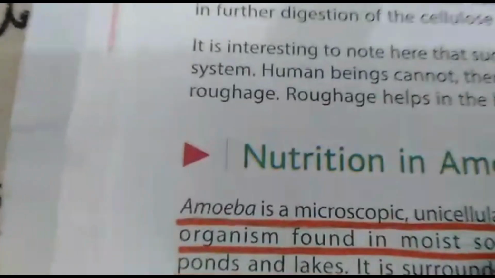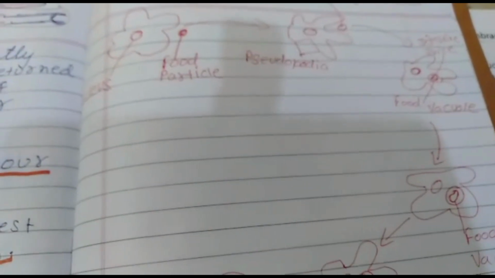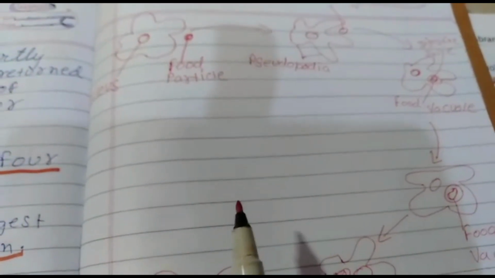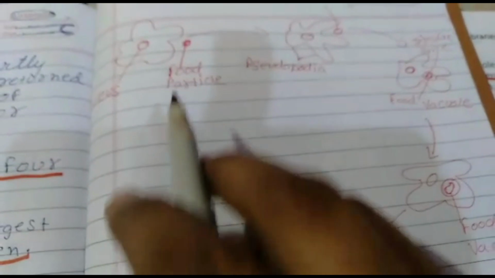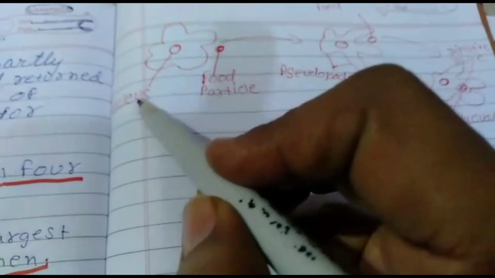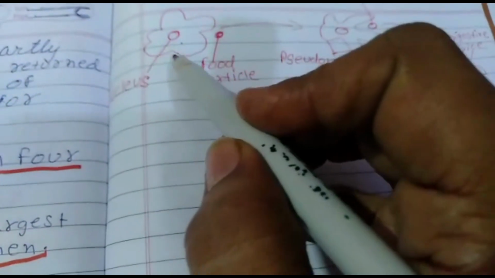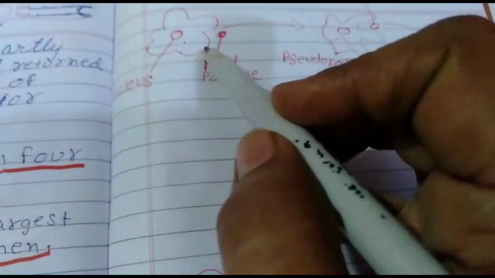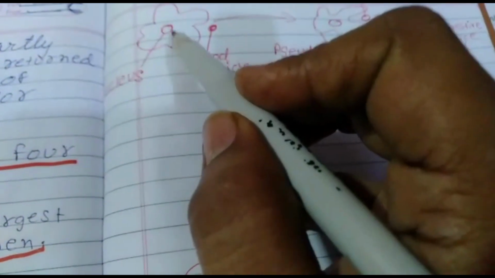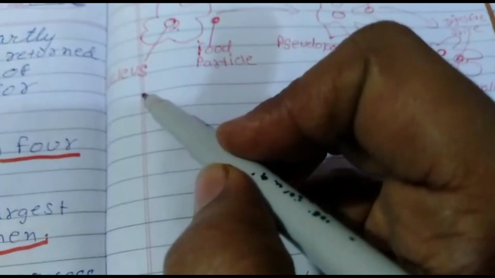So let us discuss the diagram. First of all, understand this process, then you are going to write or draw the diagram. First let me explain how the nutrition in amoeba takes place. Amoeba has an irregular shape. You are seeing here at the center, being a cell, it should have these boundaries called the cell membrane, and inside a cell the master is present. Master is what? The nucleus.